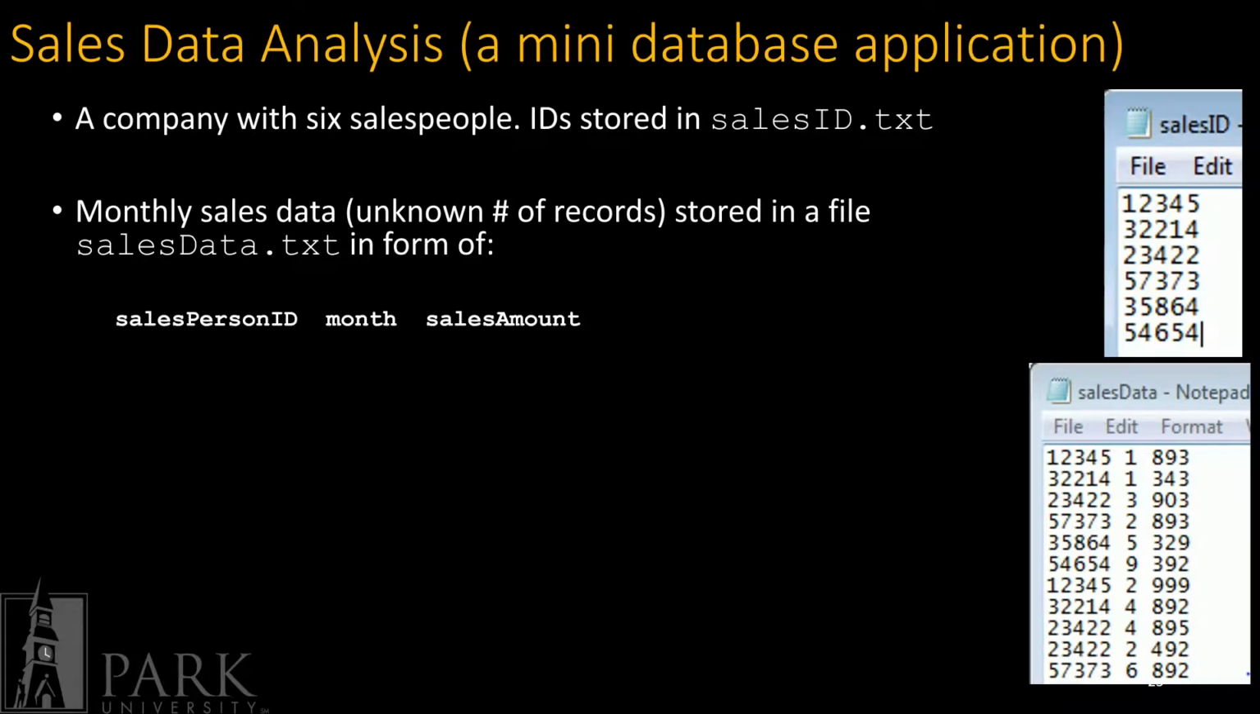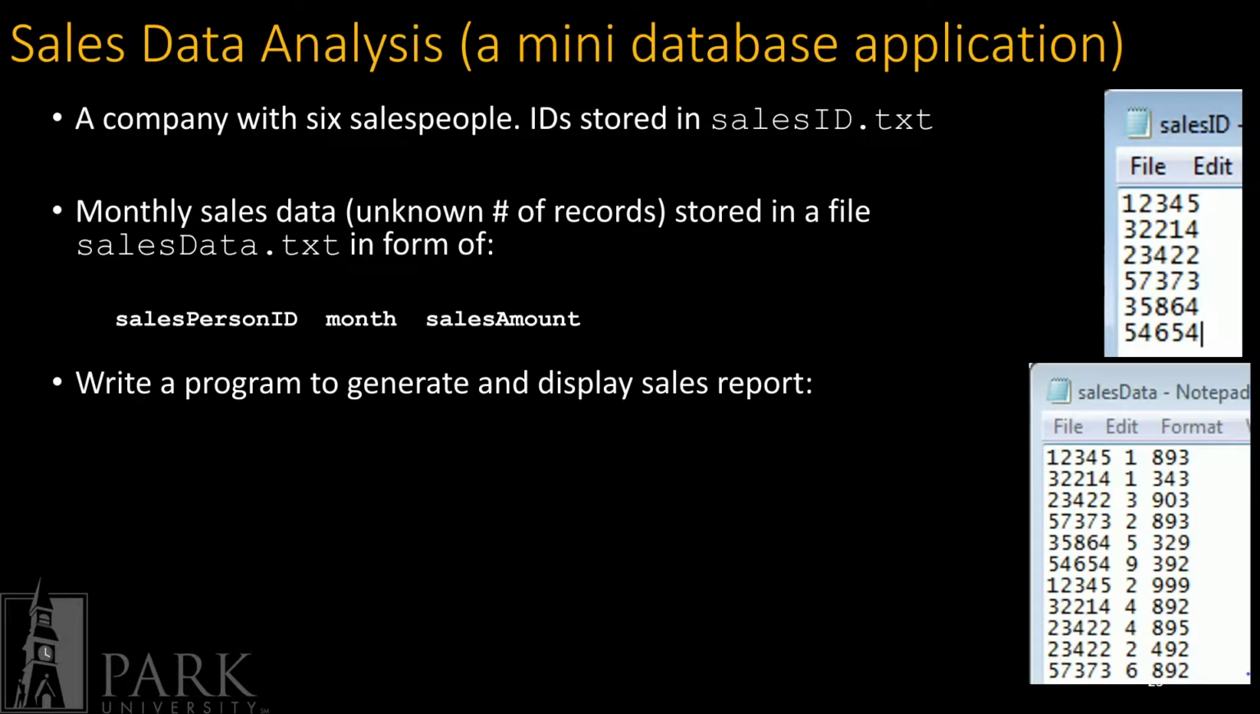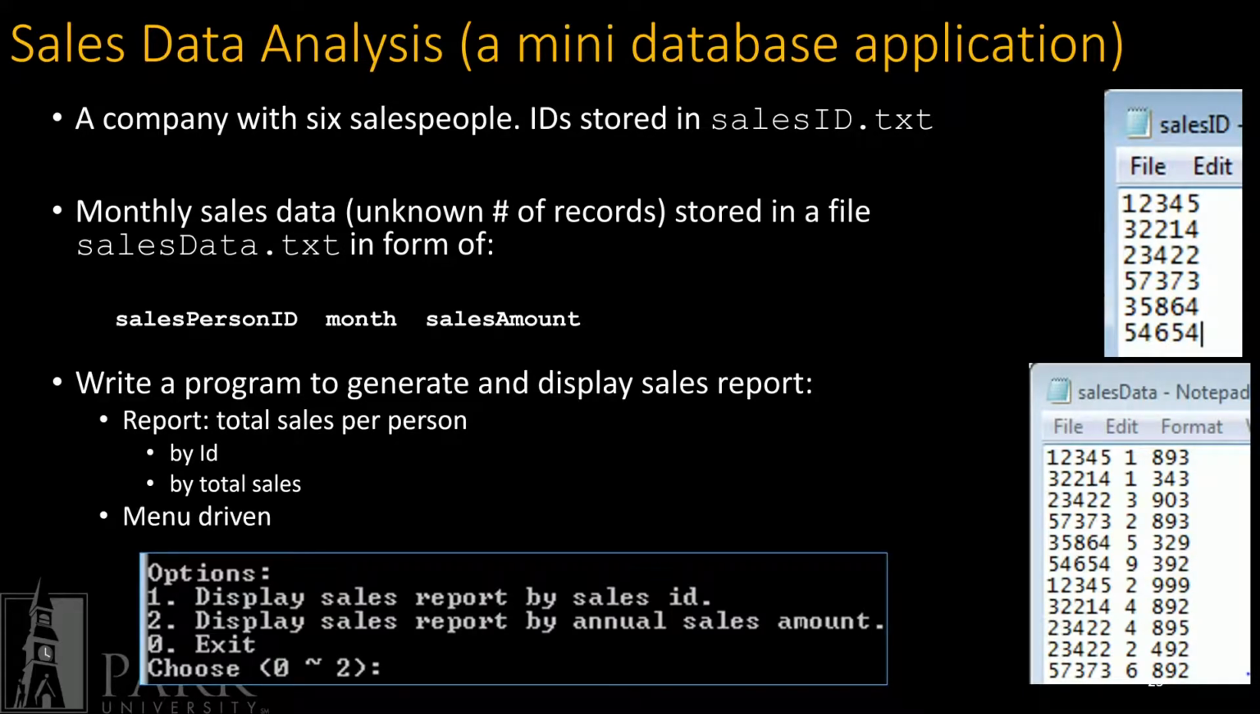And again, these aren't in any particular order, and say if a salesperson is on vacation and there's no record for that month, then they just won't have an entry in that file. Your job is to write a program to generate and display sales reports with 2 options. The first sorting by sales ID, and the second sorting by the annual sales amount. These options should be presented to the user in the form of a menu like this.